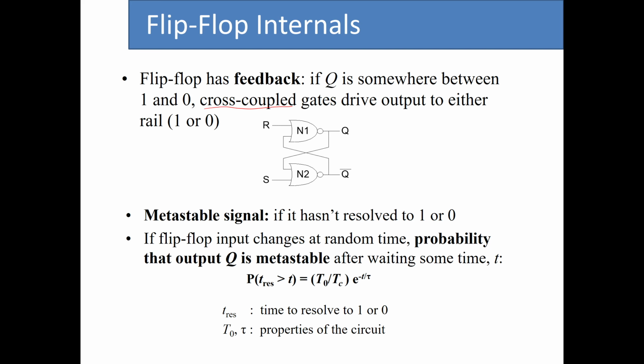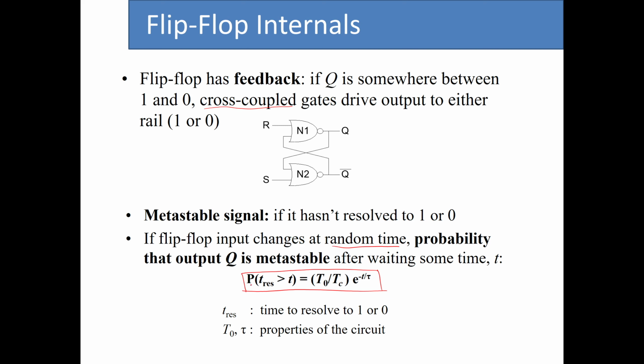But how can we model such a thing? Without going into much detail, if a flip-flop input changes at a random time, the probability that the output Q is metastable after waiting some time is determined by this equation. Again, I'm not going to go into more detail of how this equation is derived.